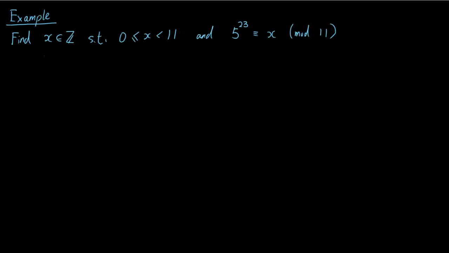As another example, let's find an integer x such that x is greater than or equal to 0 and less than 11, and 5 to the 23 is congruent to x mod 11. We can do so by the method of successive squaring.